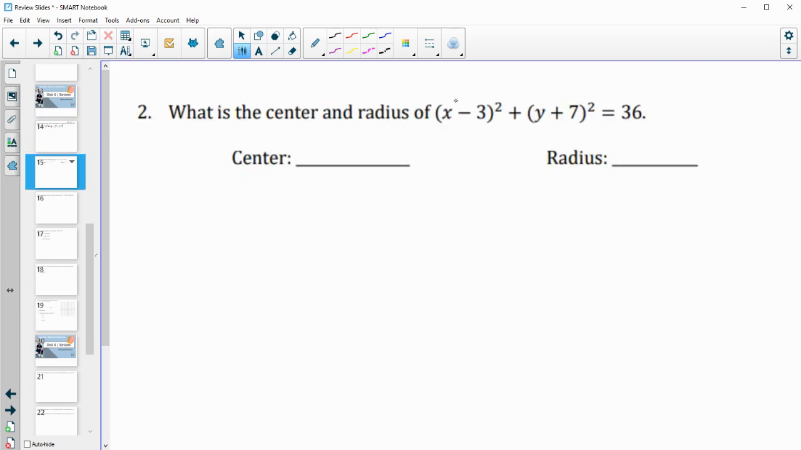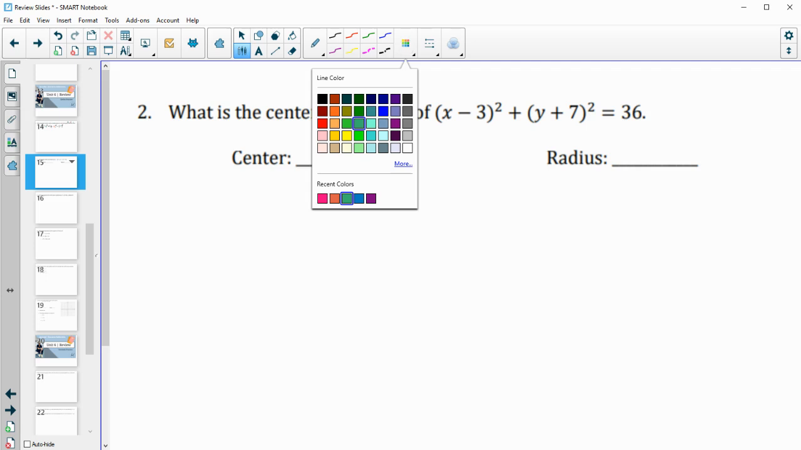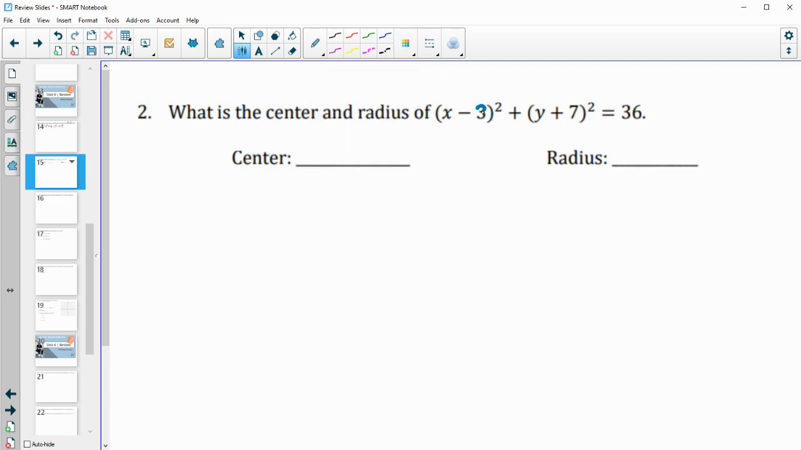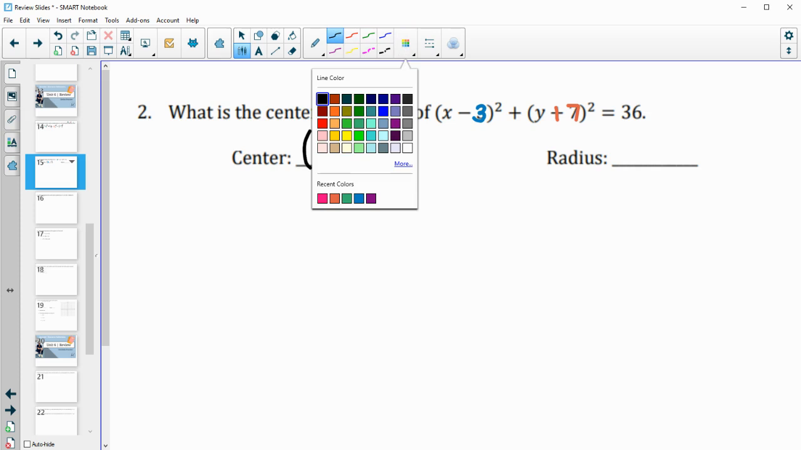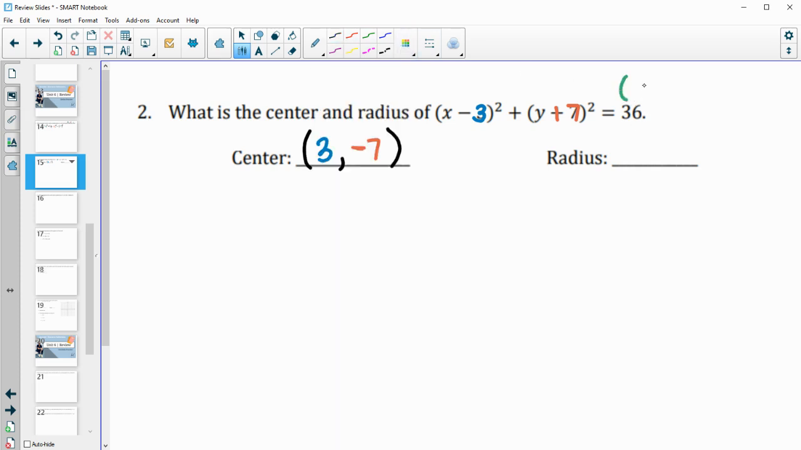So then what is the center and radius of this equation right here? So this number that's subtracted from x here is our x coordinate of our center. And the number subtracted from y here is our y coordinate. So remember, if this is positive, we subtracted a -7. So this is actually -7 for your y coordinate. So this would be your center. It's always opposite of what it looks. And then we need to know what number here was squared. So 36 is 6 squared, so the radius is 6.